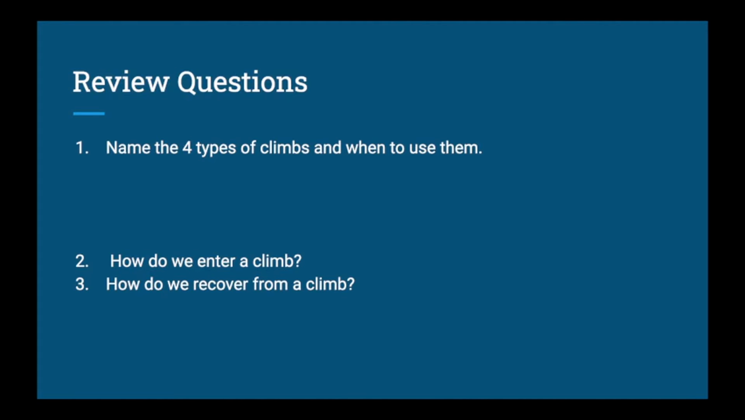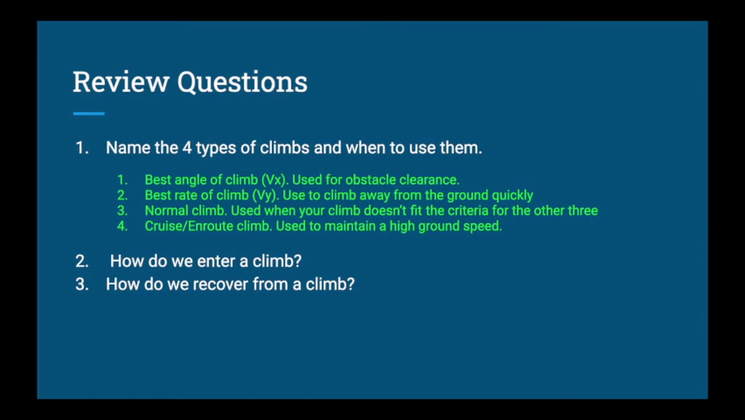All right, let's review climbing here. If you'd like, you could pause the video, answer them, and then unpause, and I'll bring the answers up here. So, 4 types of climbs and when we use them. The best angle of climb, Vx, is used for obstacle clearance. The best rate of climb, Vy, is used to climb away from the ground quickly or climb in the shortest amount of time. Your normal climb is used when the climb you want to do doesn't fit the criteria of best rate or best angle.